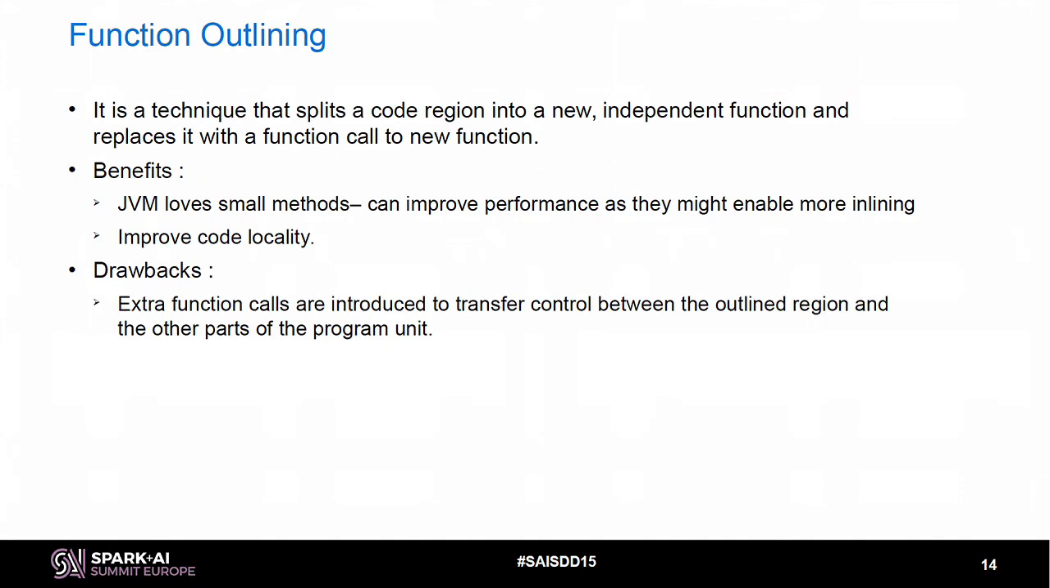So, we wanted to see if function outlining helps here. Now, what is function outlining? It is the opposite of function inlining, where the logic in a huge method is split into smaller logic contained in separate routines. The benefit is that the JVM loves small methods because it finds them handy to inline as needed, depending on the execution path. The drawback is that extra branches will be added. So, we wanted to see whether we would perform better.